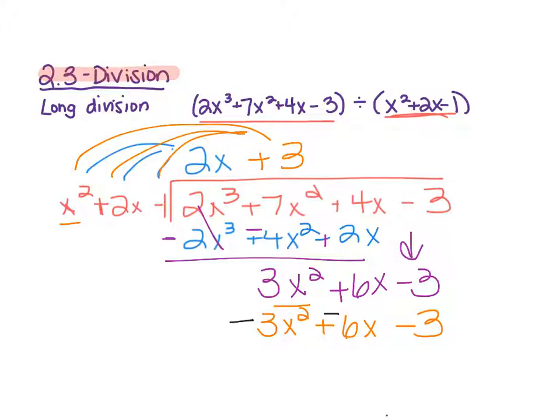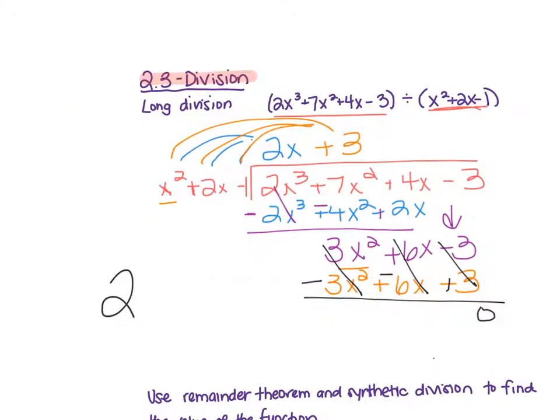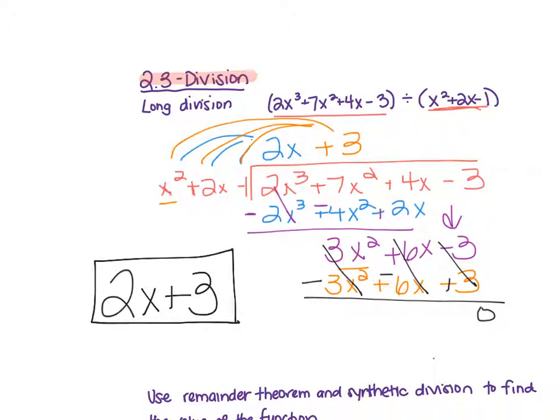Change my signs. These cancel, and these cancel. So the remainder is 0. So my quotient here is just 2x plus 3. If there was a remainder other than 0, I would put it over x squared plus 2x minus 1. So I'd get 2x plus 3 plus the remainder over the divisor.